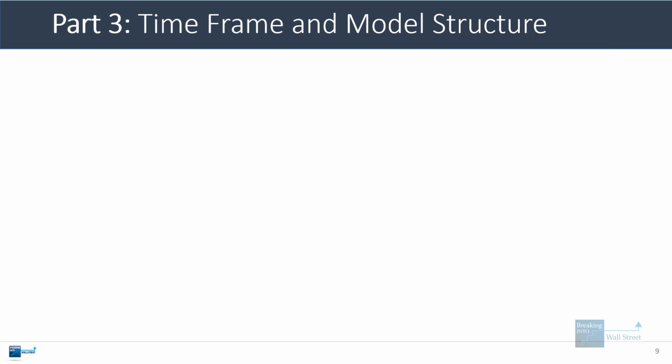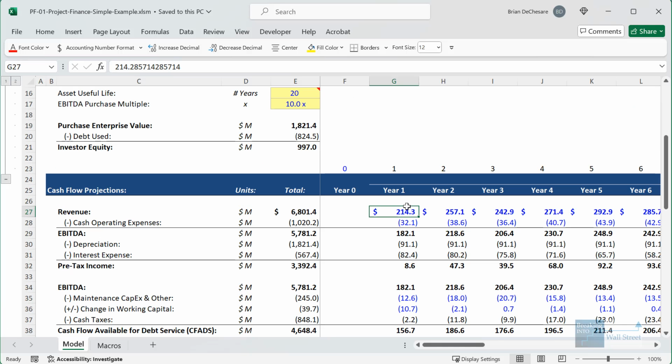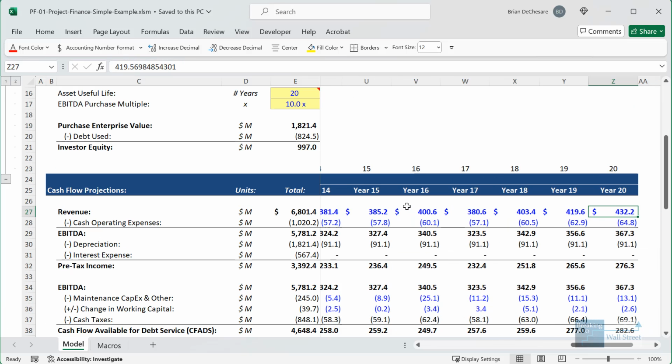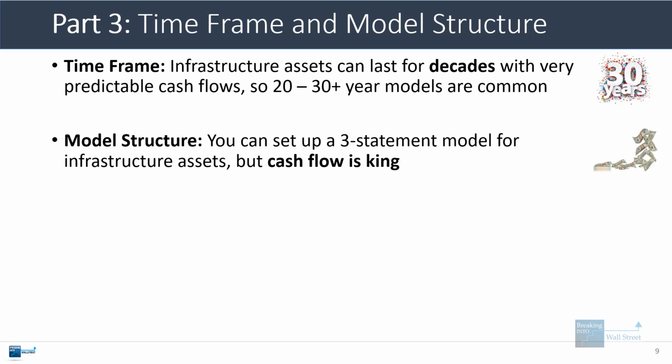In terms of the time frame in the model structure, since these infrastructure assets can last for decades and have pretty predictable cash flows in a lot of cases, it's very common to see 20 or 30-year models in this field. And if you look at our sample file here, it does go out to about 20 years. And this is not at all uncommon for project finance. Of course, it will be very uncommon for corporate finance.